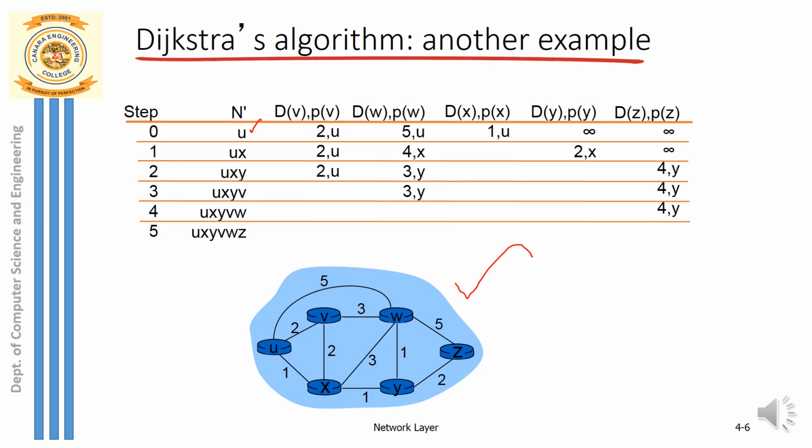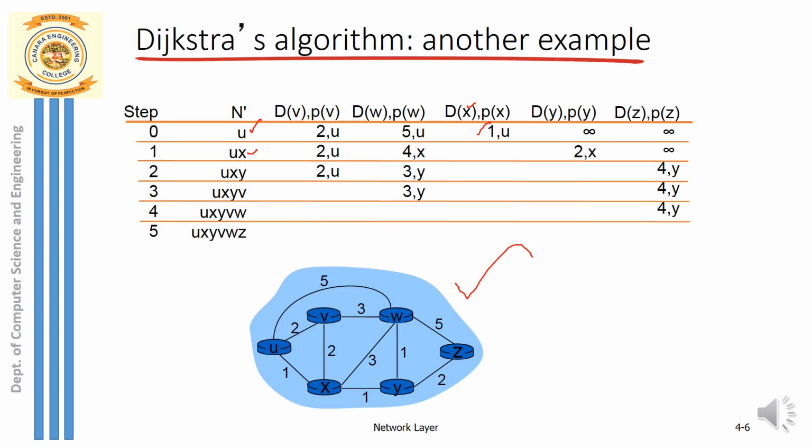After this step 0 we found the least distance is 1, to node X. So node X is added to the list, and next you again calculate the distance for all neighboring nodes of X. The neighboring nodes of X are V, Y and W. So these are the three neighboring nodes, V, W and Y, and to these three nodes you calculate the distance. These three distances we found, and for Z it is still infinity.